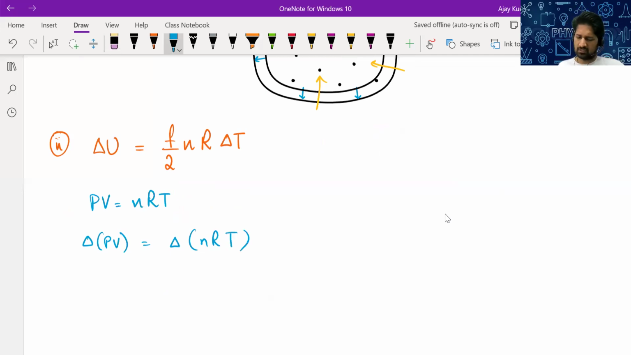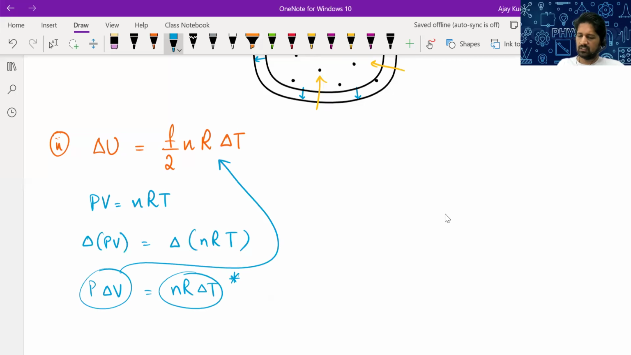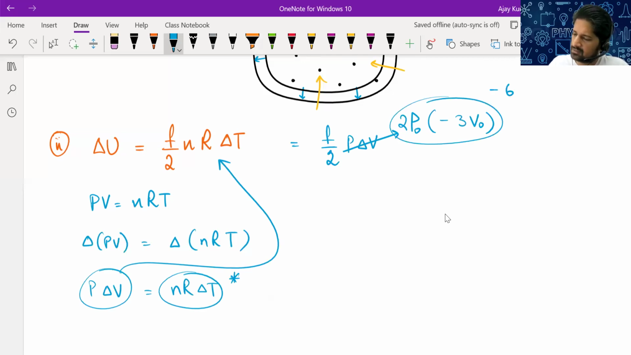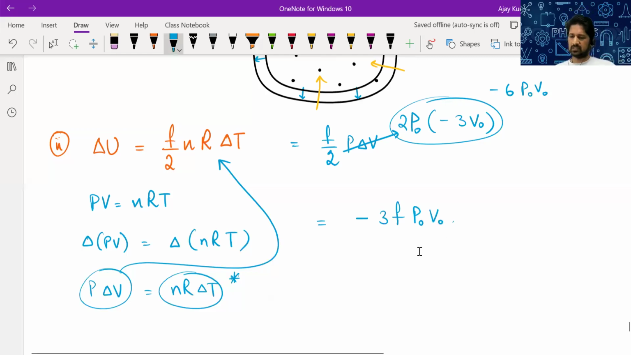And if you do this for an isobaric process, we had already seen that P delta V becomes nR delta T. So in place of nR delta T, you can write P delta V. Substitute that here. Therefore, change in internal energy becomes F by 2 times P delta V. The pressure at which the process is carried out is 2 P naught and the change in volume is minus 3 V naught. Therefore, this product becomes minus 6 P naught V naught, and divided by 2, the change in internal energy becomes minus 3F P naught V naught. That's the change in internal energy of this gas.